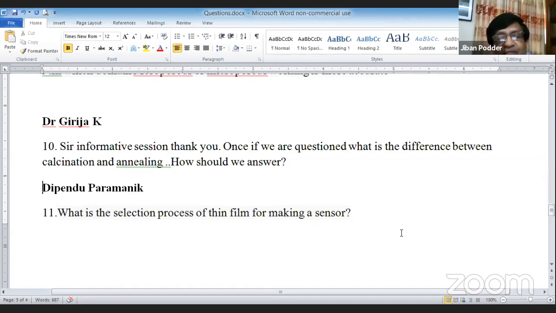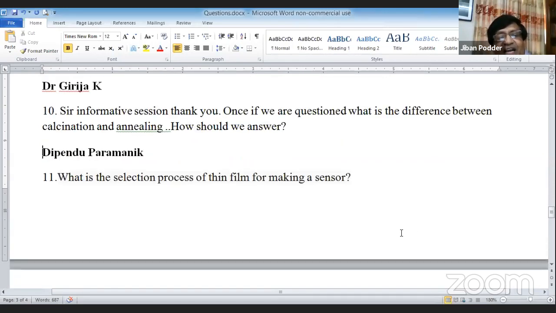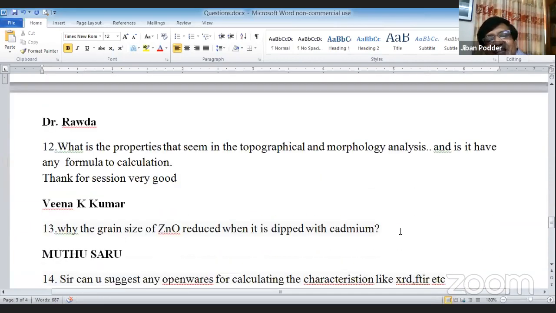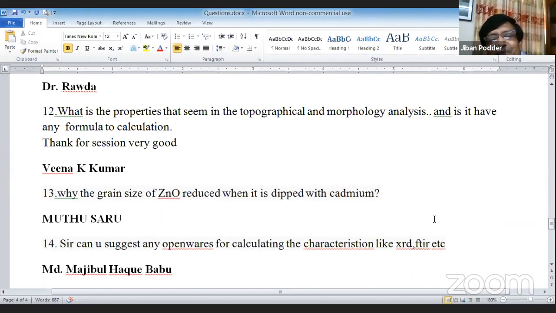Selection process of the thin film for making a sensor. Selection means we need the oxide films, and we have to test them, because these are very common: tin oxide, zinc oxide, titanium dioxide. Only these oxide materials came up in the late 60s. And in the last 20 years, people are searching for transition metal oxides, and because of transparent electronics, they are looking for transparent oxide materials. So out of that, new materials are coming up.